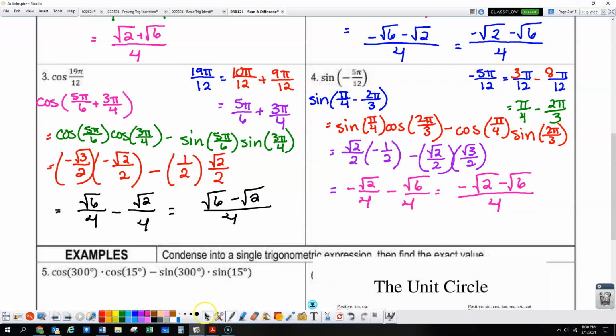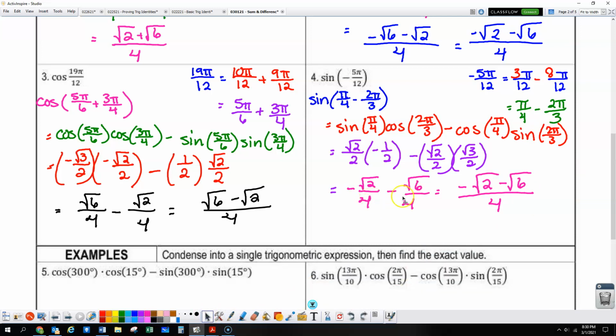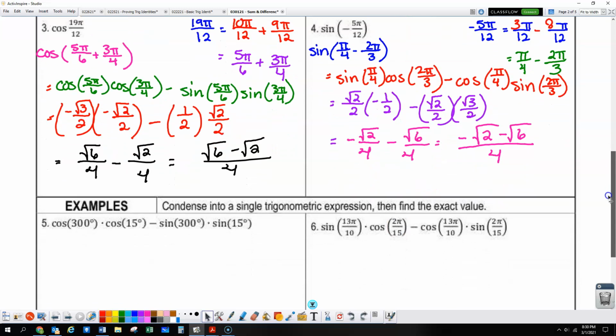All right. There are so many different angles and combinations of angles you can use. There is no right or wrong way. You should just end up with the right answer.